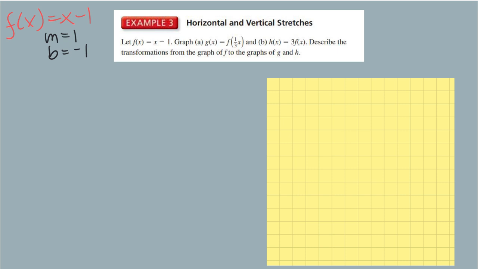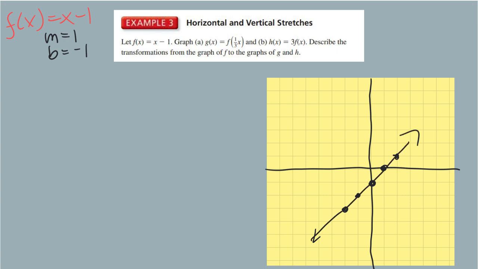Let me draw my lines. I'm at -1. And our slope is what? Yes, 1 up and 1 over. 1 up and 1 over. What line is this? Yes, that's our f.